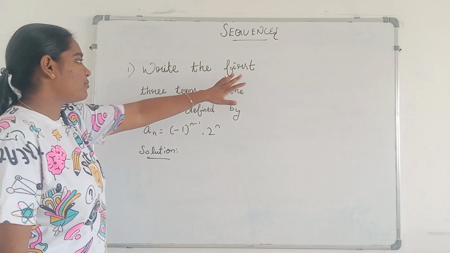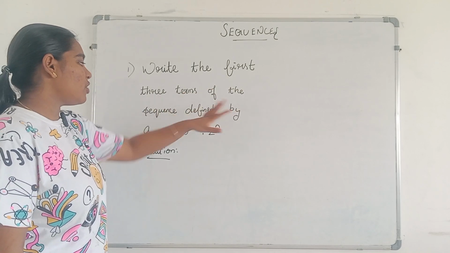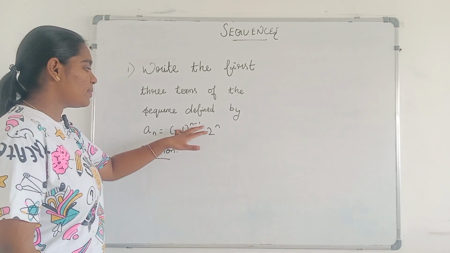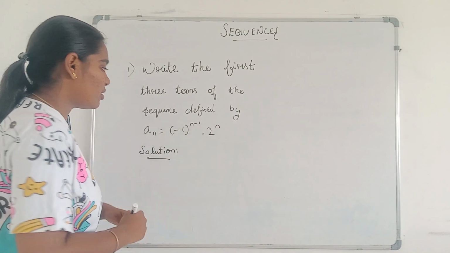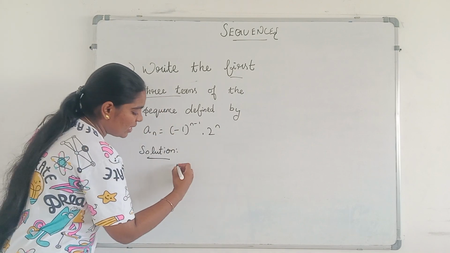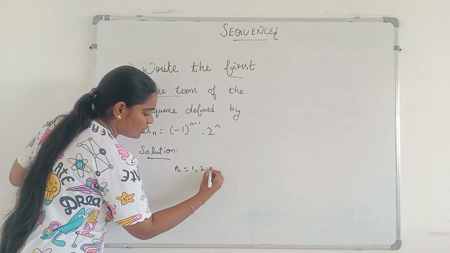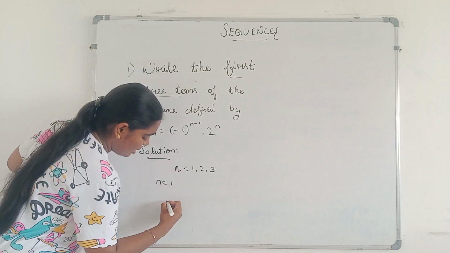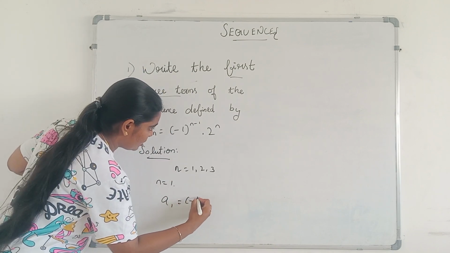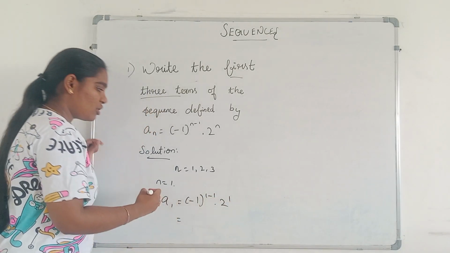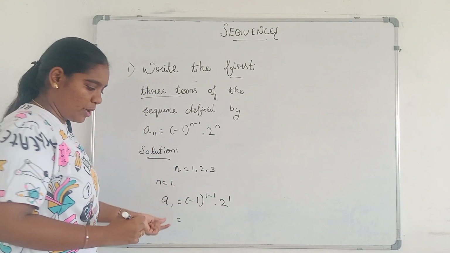Here, we have to find the first three terms of the sequence defined by a_n equal to (-1) to the power of n minus 1 into 2 to the power of n. So, first we have to find the first three terms. We can substitute n equal to 1, 2, 3. First, n equal to 1 means a_1 equal to (-1) to the power of 1 minus 1 into 2 to the power of 1. Instead of n, we have to substitute 1.